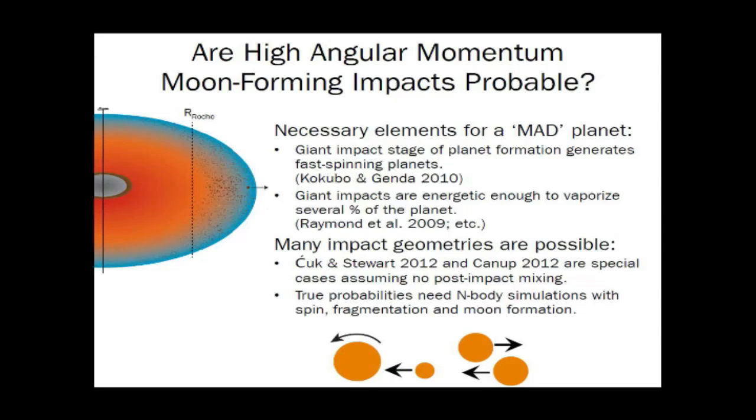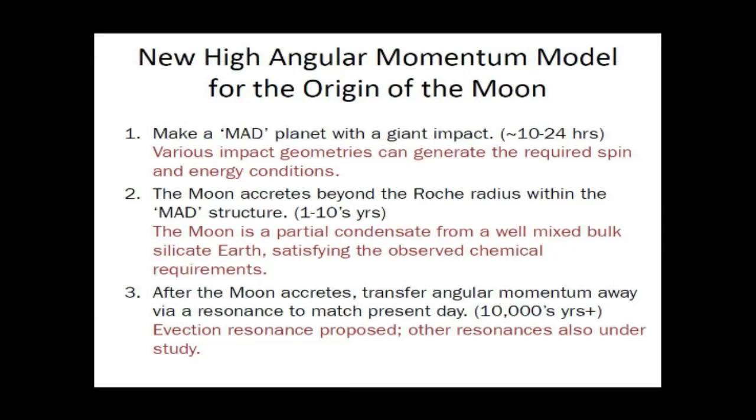So making the moon is a multi-step process, and that middle step is really hard and key to the process. The first step is the giant impact that generates this high energy, high spin condition. The next step is condensing out the moon from this well-mixed structure, and the final step, after the moon forms, is reducing the angular momentum of the Earth-Moon system, as a key part of the high angular momentum framework for making the moon.